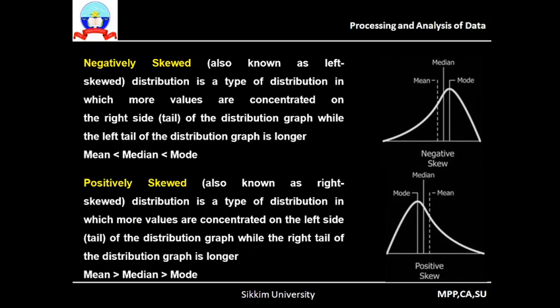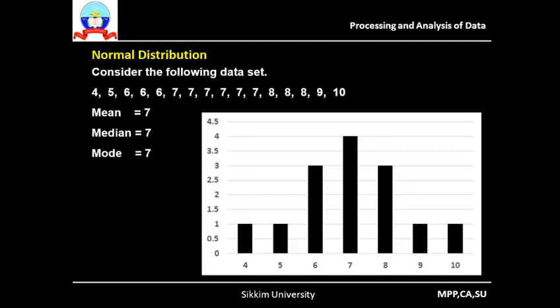Now let us try to understand these three forms of distribution with the help of an example. Let us consider normal distribution. Let us consider the following data set: 4, 5, 6, 6, 6, 7, 7, 7, 7, 7, 7, 8, 8, 8, 9 and 10. So here mean is equal to 7, median is equal to 7 and mode is also equal to 7. So this is an example of normal distribution.